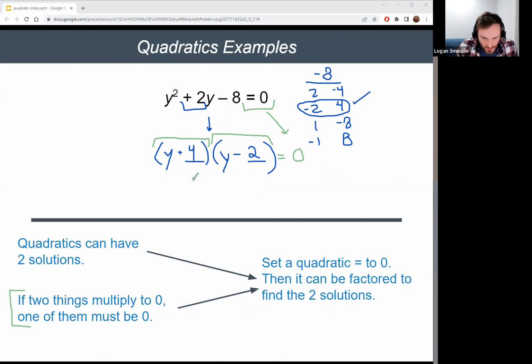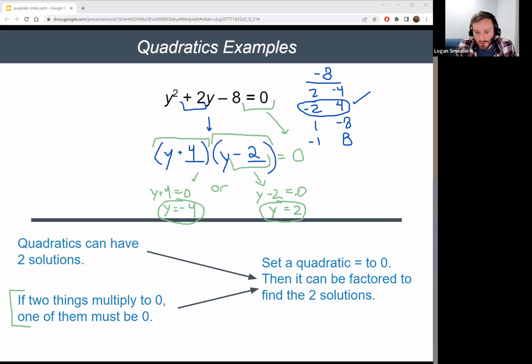And now I can take this and say either y plus 4 equals 0, or y minus 2 equals 0, y equals 2, or y equals -4. So one of the weird things is that we kind of have a sign flip. +4 is the number we fill in this blank, but the solution turns out to be y equals -4.